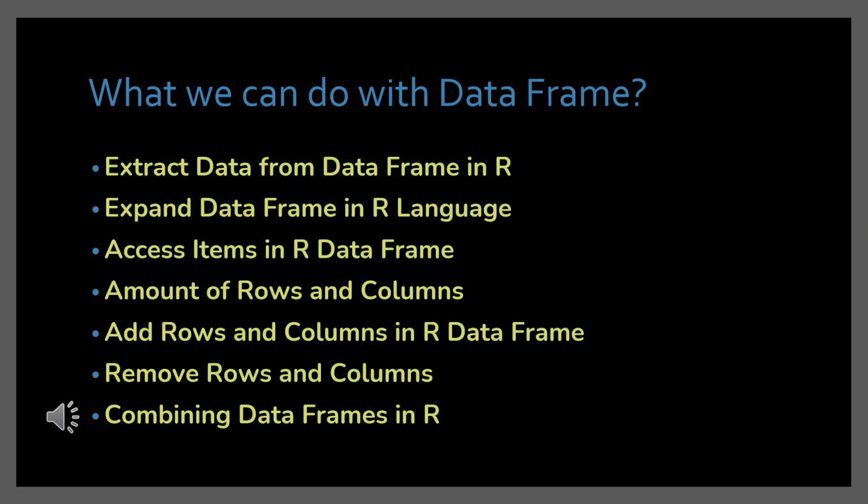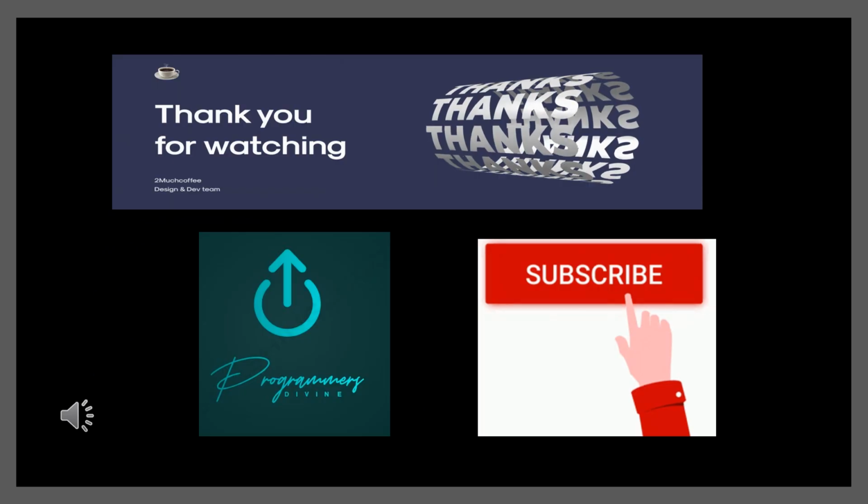What are all the things we can do with data frames? We can extract data from a data frame, we can expand the data frame in our language, and we can access the items in our data frame. We can also increase the number of rows and columns, add rows and columns separately in data frames, and remove rows and columns. We can combine data frames, combining two or more data tables into one. Like that, many things are possible with these data frames, which is very useful while we are working on data science.